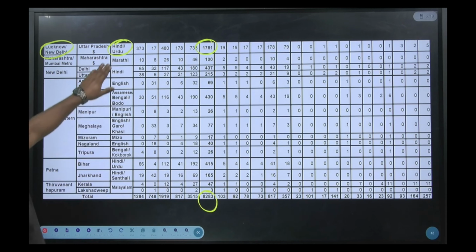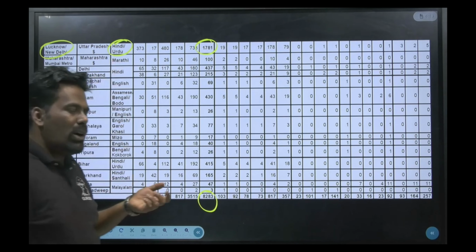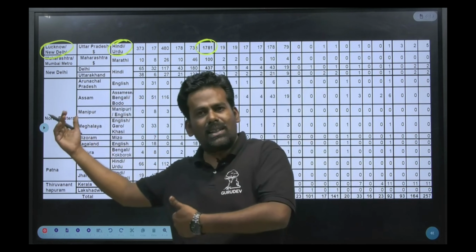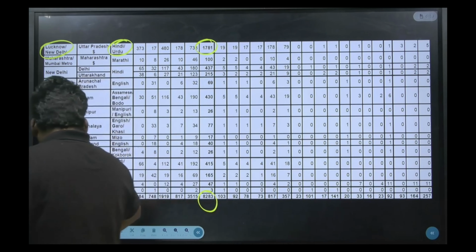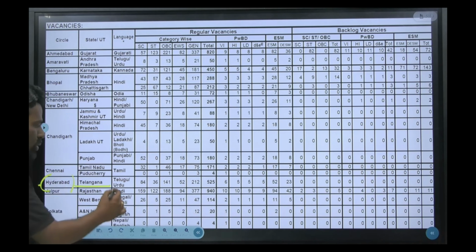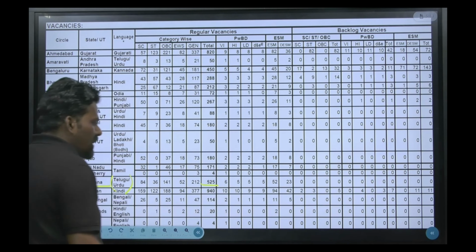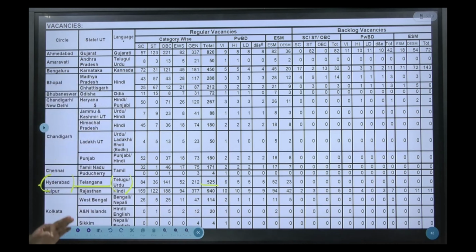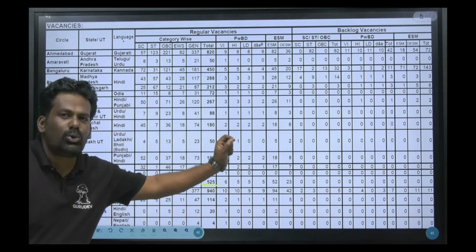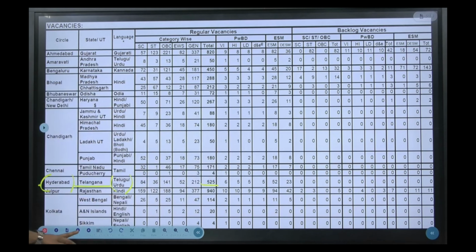1781. If you know Hindi or Urdu, and if you have read any of those subjects in your 10th or 12th, you can apply for that particular state. And if you are from, say, Telangana, you can apply for Hyderabad circle, where you can write the examination in English, Telugu or Urdu, and the vacancies are 525. One important condition is there, which I am going to tell you after around 2 to 3 slides. So just stay on now.